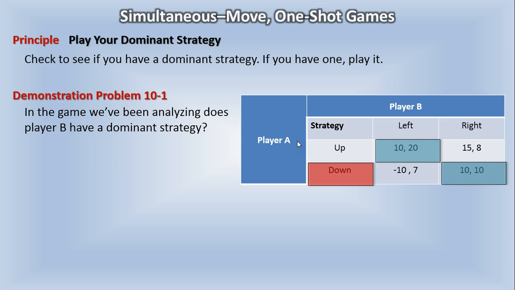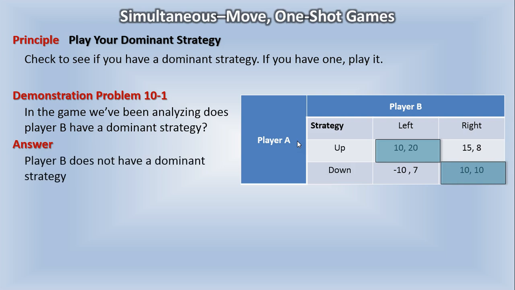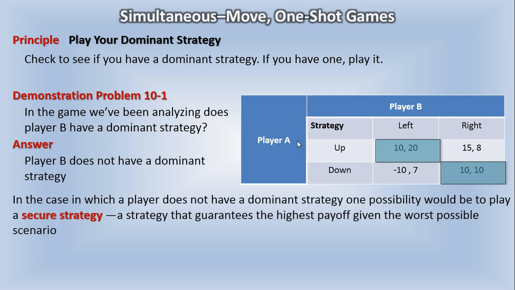Anyway, the point of this example is just to take you through the paces of being able to identify whether or not a player has a dominant strategy. And we see that player B does not have a dominant strategy.